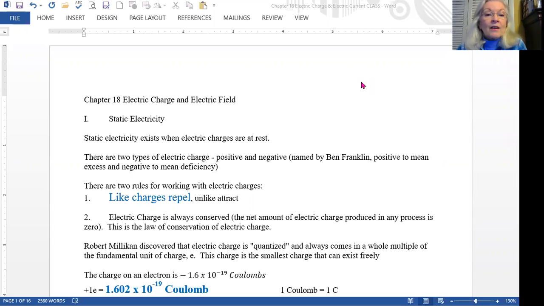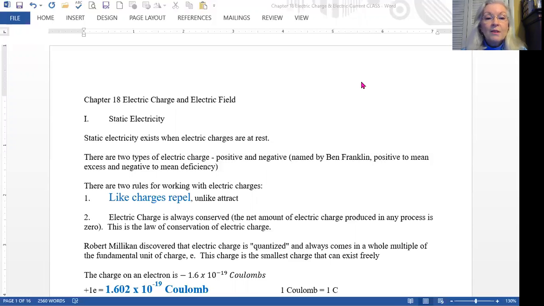As we start out, we're going to start out talking about static electricity. This is when you have electric charges at rest, so not a current in a wire. But static electricity is what's happening when in the wintertime you peel off a wool sweater and you hear that snap, crackle, pop. The static charges build up and then they discharge quickly.